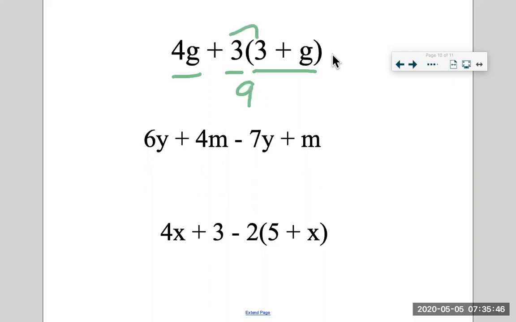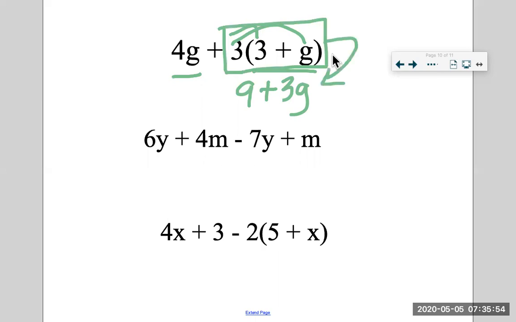3 times 3 is 9, and 3 times g is 3g. So this multiplication can be rewritten as an addition problem. And so now we can look at combining the like terms. And in this case, the 4g and the 3g are like terms that can be combined to give you 7g's plus the constant of 9.